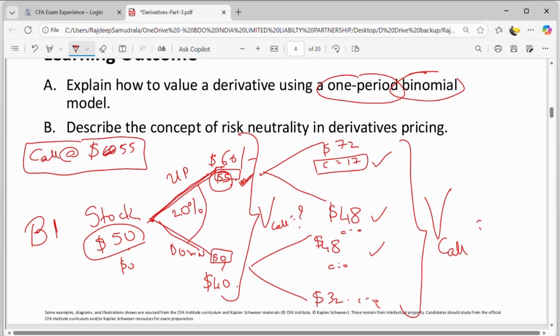The probability. Very good. Very good. Well done. That's what I was trying to ask you.